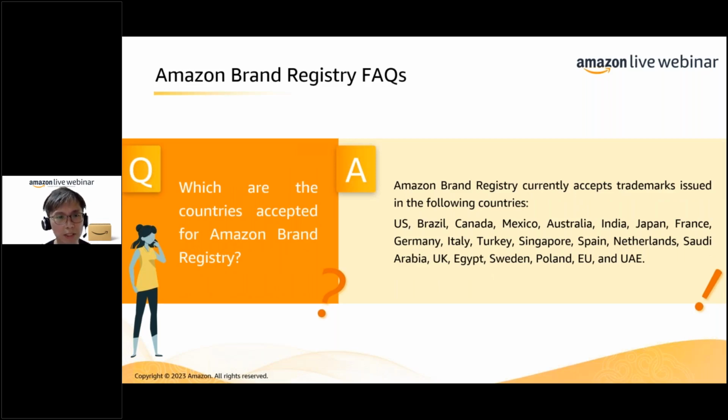So which are the countries accepted for Amazon brand registry? Currently, these are the countries that Amazon brand registry will accept, meaning they will accept applications coming out from these countries, and Singapore is one of them. I will also share the website regarding the eligibility. There will be a list of the IP offices in different countries that are accepted, where you can go and apply for the trademark if you are in one of these countries.